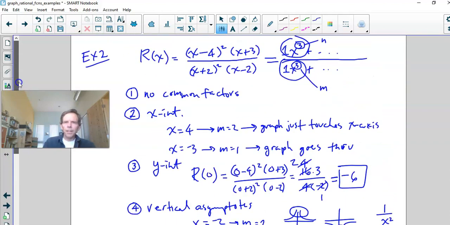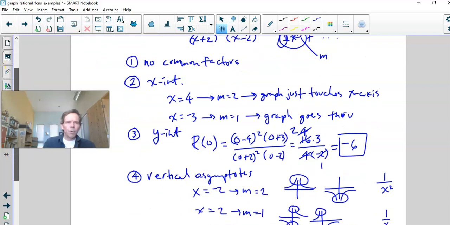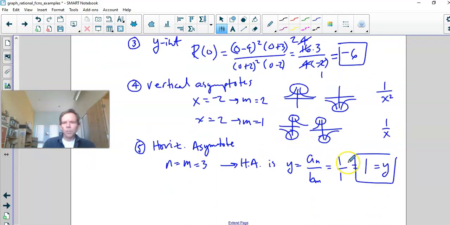Here, let's look at that again. You see the 1 here and the 1 here. Those are the leading coefficients. Sometimes they're not 1, and the horizontal asymptote could be somewhere else. It could be negative for all we know. But in this case, it's 1. Okay, now we're ready to graph.